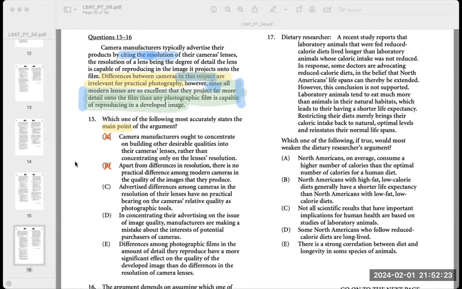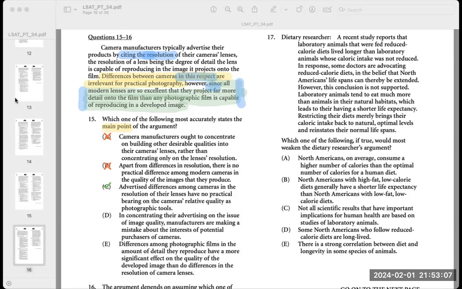C: advertised differences among cameras in the resolution of their lenses have no practical bearing on the cameras' relative quality as photographic tools. I really like C. C is looking like the correct answer to me. I think that definitely covers what we see in that middle sentence, that is the conclusion, right? In the middle, that is the conclusion. So differences between cameras in terms of resolution of their lenses are irrelevant for practical photography. Yeah, no practical bearing on relative quality. Yeah, really like C.